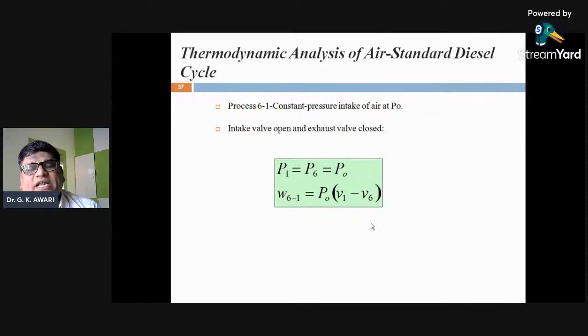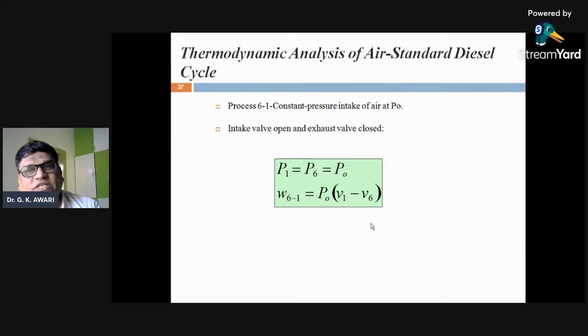Now thermodynamic analysis of the air standard cycle. The process 6-1 is nothing but the constant pressure intake of air at P0. P0 means atmospheric pressure, because suction in a compression ignition engine, meaning a diesel engine, we suck air which is available at the atmospheric pressure, and inside the cylinder that air is compressed with respect to the compression ratio of the cylinder. And after that, the fuel is sprayed, atomized fuel is sprayed, whereas the burning will take place.